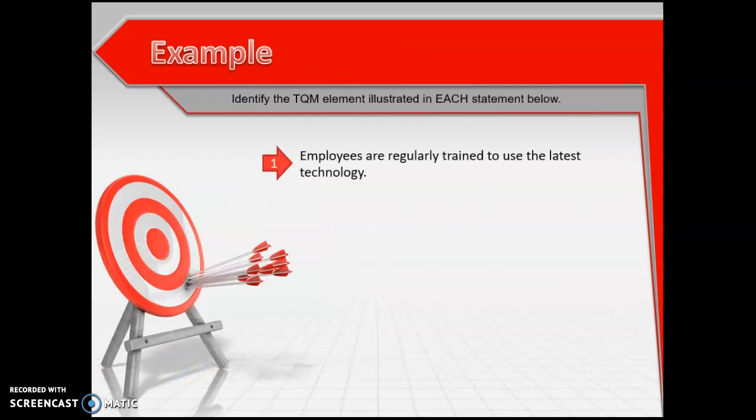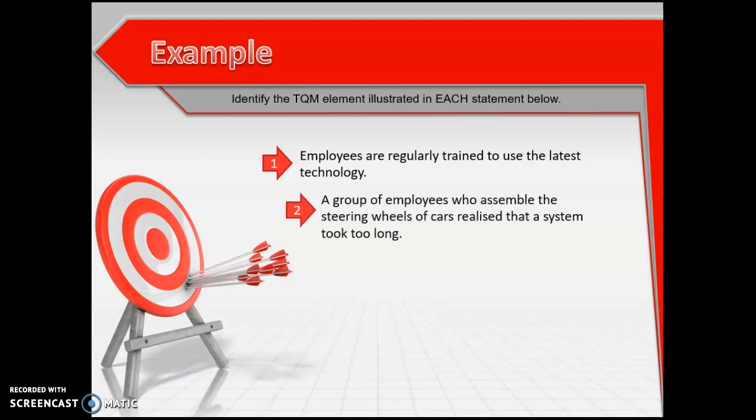We're going to look at some examples. The first example here says employees are regularly trained to use the latest technology. So which element of TQM is described in this little scenario? And that would be the continuous skills development because it talks about training the employees. If we look at the next one, a group of employees who assemble the steering wheels of cars realized that a system was taking too long. Right? So what are they doing? They are continuously improving the processes and systems that are being used. So it's continuous improvement to processes and systems.